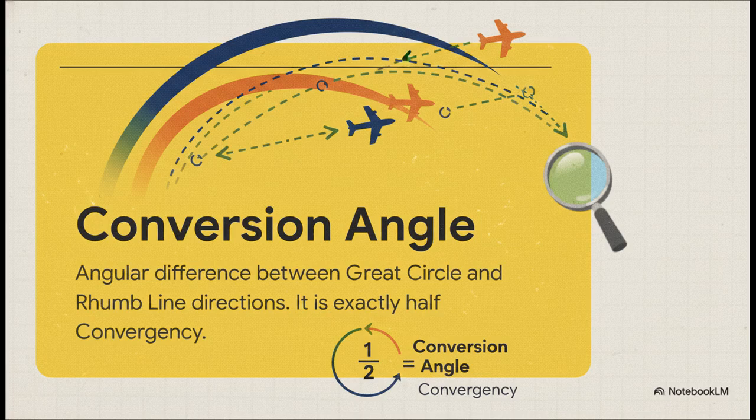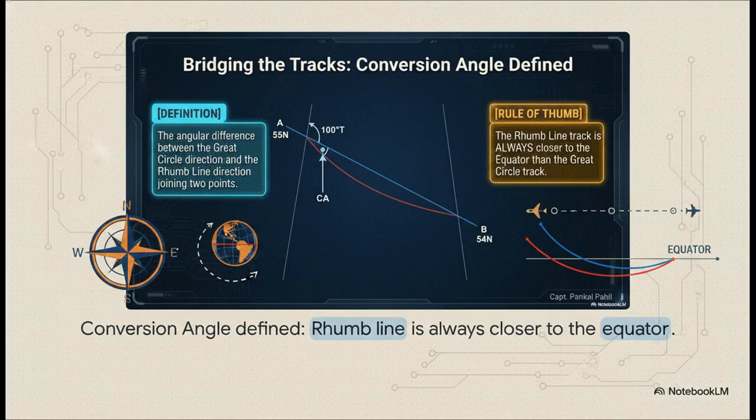Simple as that. And to help with your spatial awareness when you're drawing these problems out, here is an absolute golden rule of thumb. Please remember this. The Rhumb line track is always closer to the equator than the great circle track. If you just make sure your Rhumb line is bending toward the equator in your sketches, you'll never second guess whether your track angle should be larger or smaller.